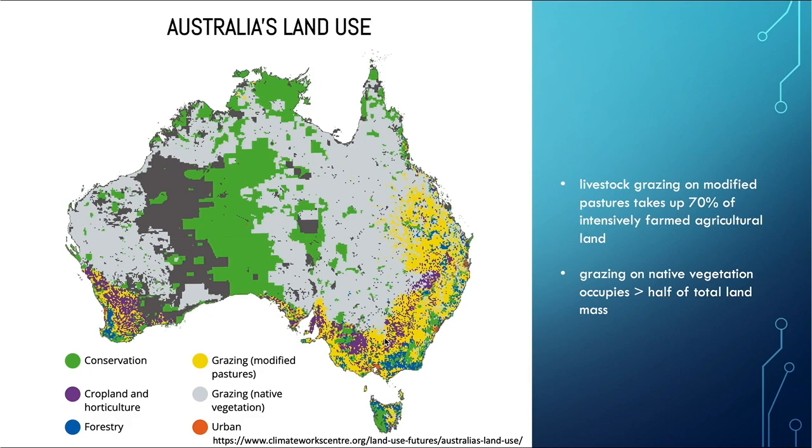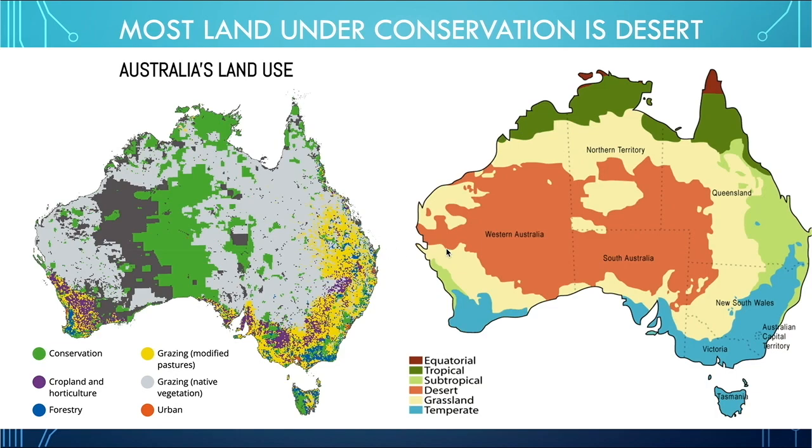So yes, this will come up again, but livestock grazing on modified pastures takes up 70% of the intensively farmed agricultural land, as you can see here on those edges. And then grazing on native vegetation occupies more than half of the total land mass of Australia, and the rest is desert pretty much. So that's just to show you that same map and where our actual desert country is.